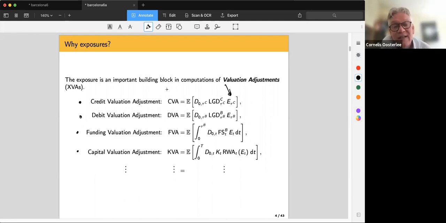There are many of these letters collectively referred to as XVA, but in any of them, here is the loss given default, here is the funding, and here is a risk-weighted asset. So there are all sorts of quantities, but the exposure is always there. So the exposure plays a central role in any of these adjustments. I don't want to go into detail on any of these adjustments. This is a numerical session, so I will only talk about the exposure computation.